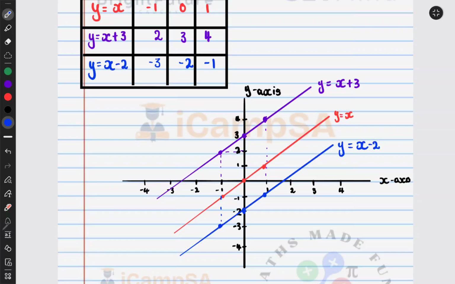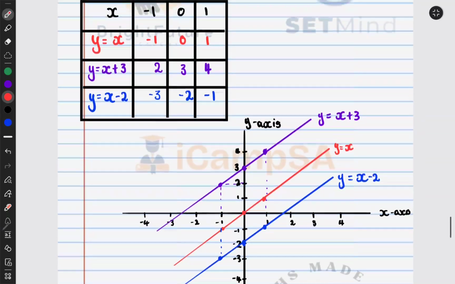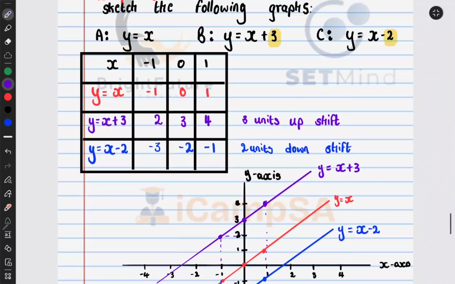So what happened here is that the function of y is equal to x has been shifted 2 units downwards. Maybe we can even put that as a note. 2 units down shift. And then here it's 3 units up shift. So the function has been shifted 3 units upward.